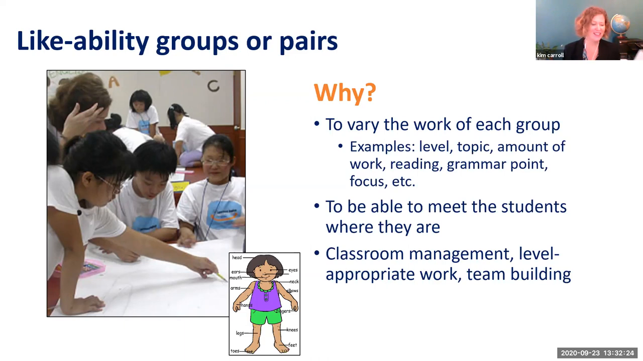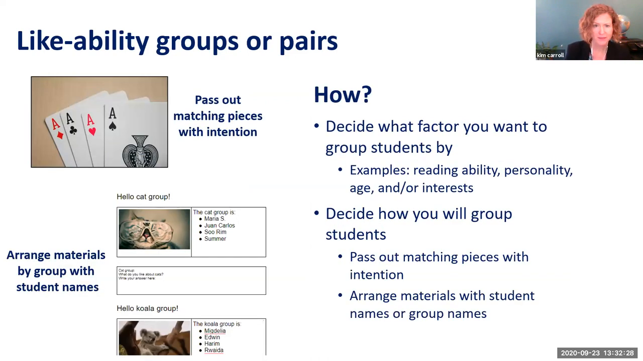So let's think a little bit about how we get people into likability groups. On the right side of the slide here is kind of my thought process. So first thing I want to do is decide what factor I'm grouping students by. So if I want them in likability groups, is it because they have the same reading ability, the same personality trait? Like I want all the outgoing people in one group and maybe the more shy people in another group. Or is it by age or interest or something else?